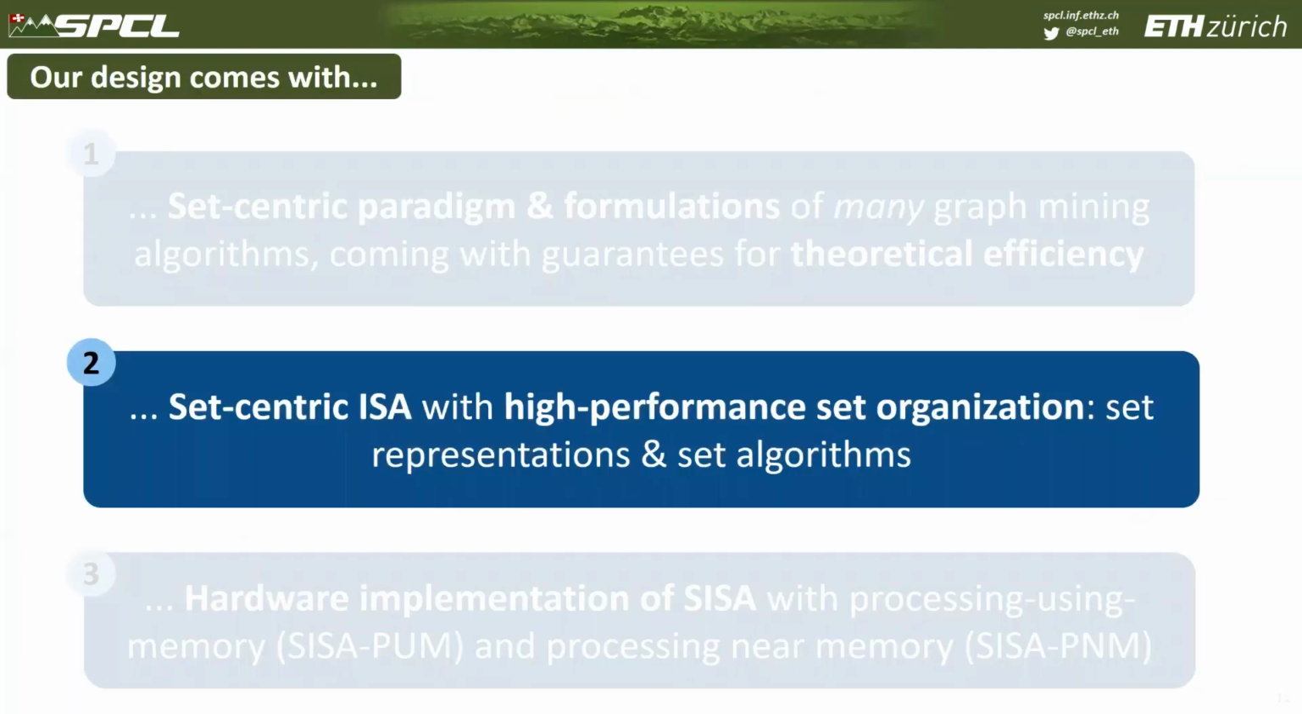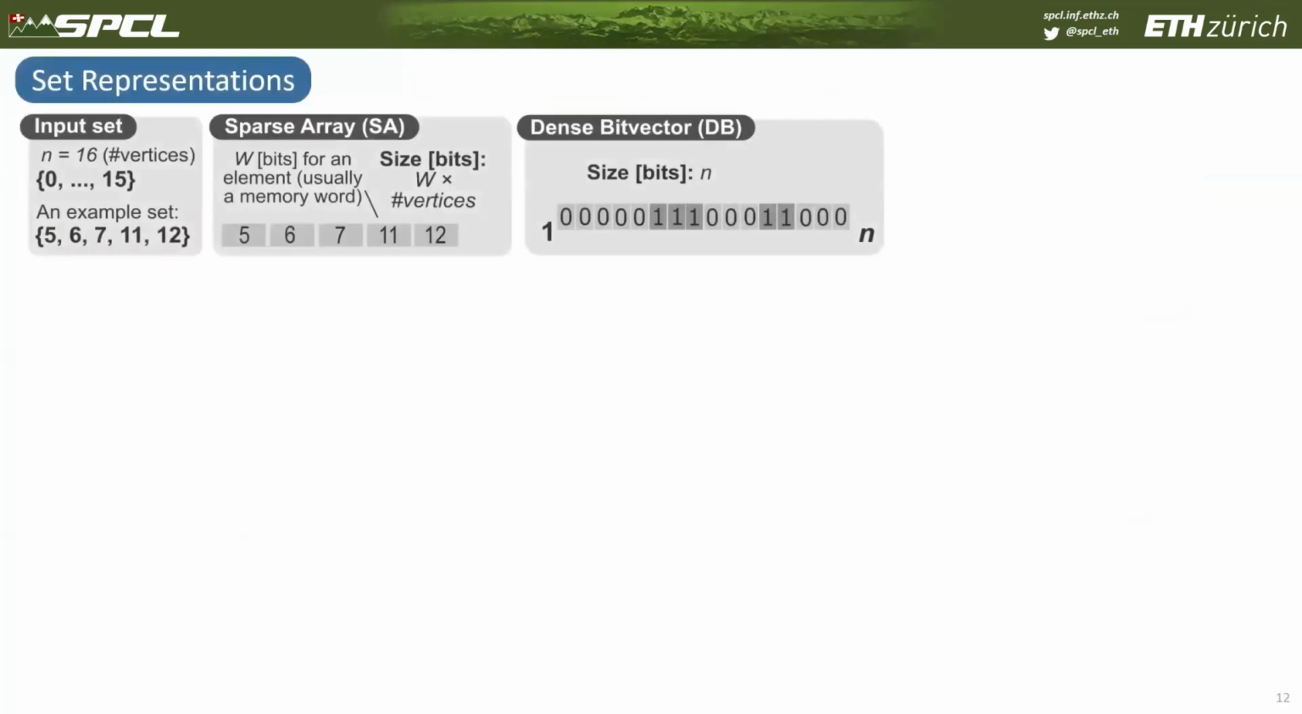Now let's move to part number 2, to how these algorithmic formulations are going to be implemented in the context of how we implement these set representations and these set algorithms, executing all these operations. So if we consider some example graph with 16 vertices, an example set of vertices can be this, some set containing 5 vertices. Now we can represent this set using, for example, a sparse array, where we explicitly store all these vertices as explicit numbers contiguously in memory.